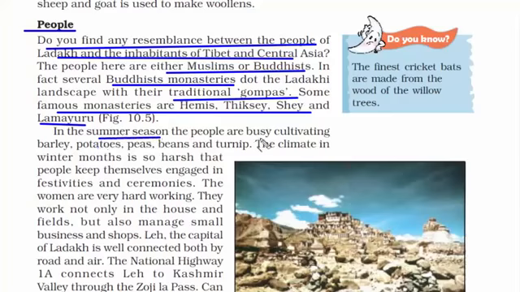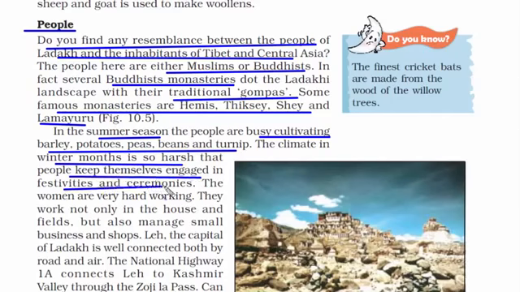During the summer season, the people here cultivate barley, potatoes, peas, beans and turnip. And again repeating, during summer you will have some warmness and you will find moisture to grow all of these. And during the winter months, the climate is so harsh that people keep themselves engaged in festivities and ceremonies. Here the women are very hardworking. They work not only in house and fields but also manage small businesses and shops.